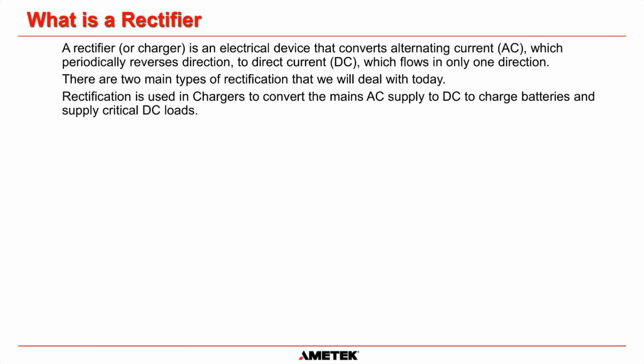There are two main types of rectification, and the one that we're going to deal with today is full wave rectification. I actually took this slide off one of my previous presentations, and it shouldn't say there are two types of rectification that we'll deal with today. The one that we're dealing with today is full wave rectification, and it's used in chargers to convert the mains AC supply, so AC power from your MCC, to DC power to charge batteries and supply any critical DC loads.